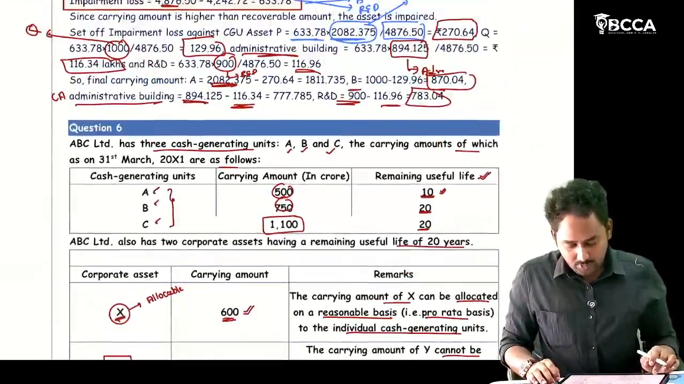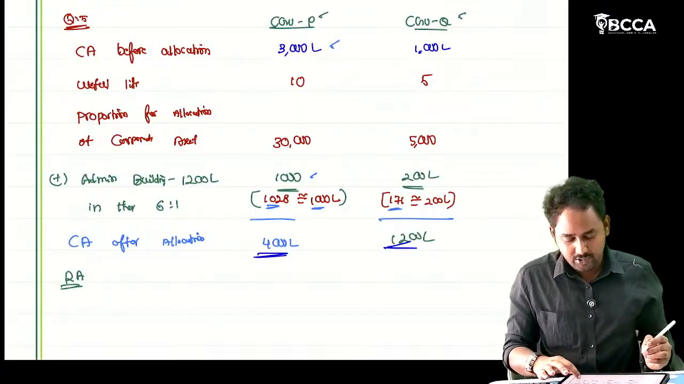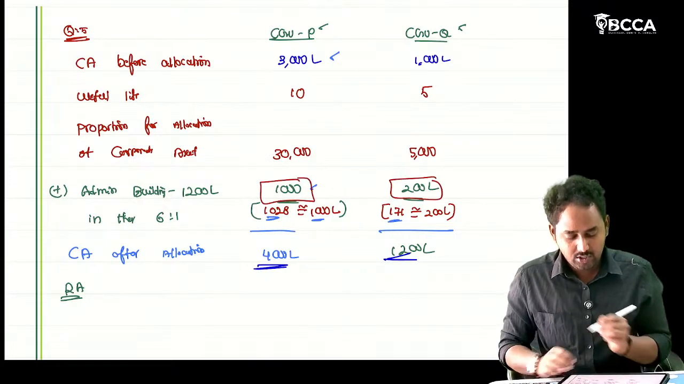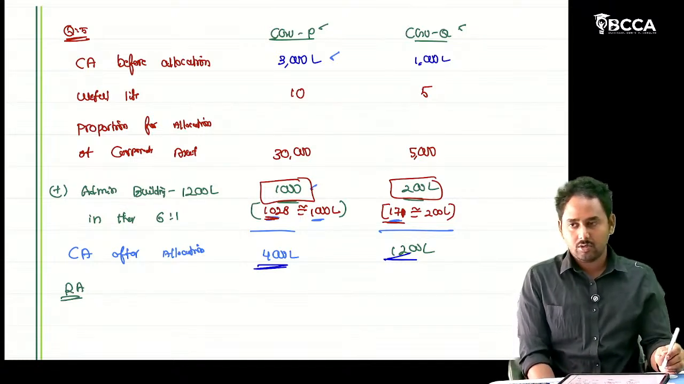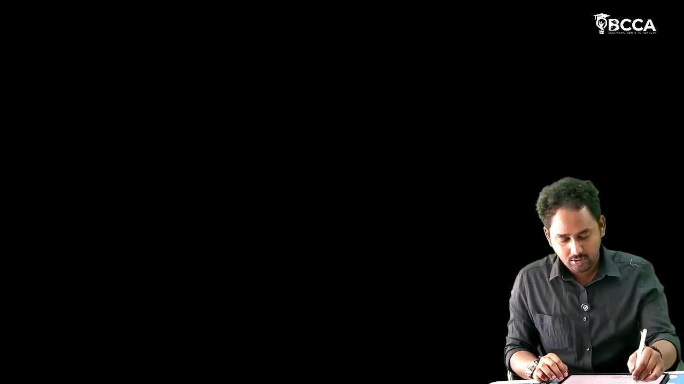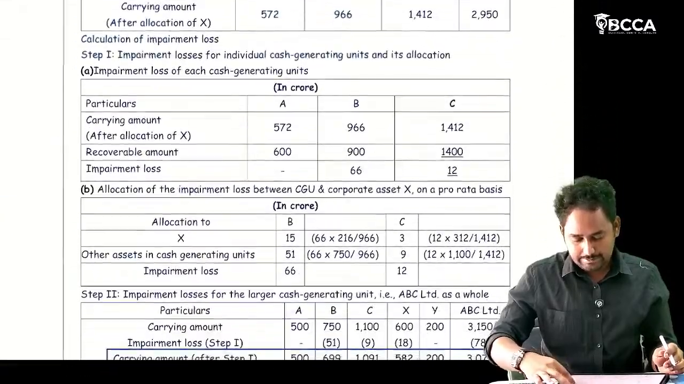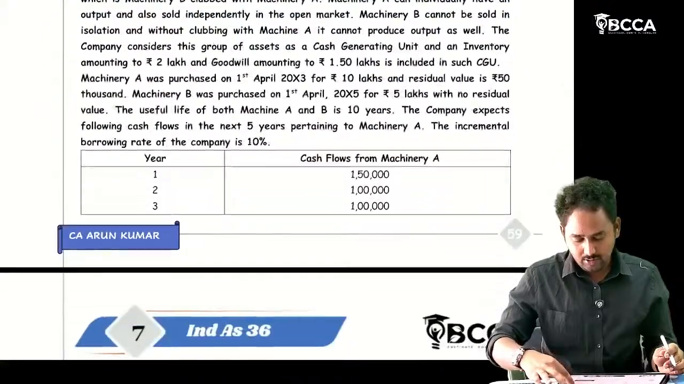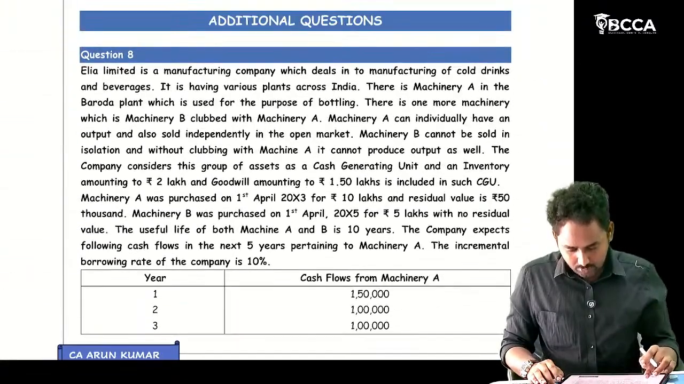So in this problem, what is the important element? The element we should remember is that here they have taken 1000 and 200 lakhs instead of 1028 and 171. That is an important element. Let's see what is the next problem. So question number 7 is completed. Now question number 8.